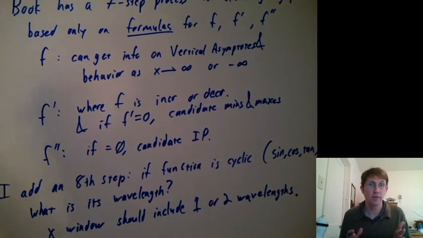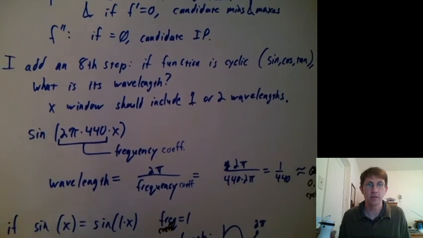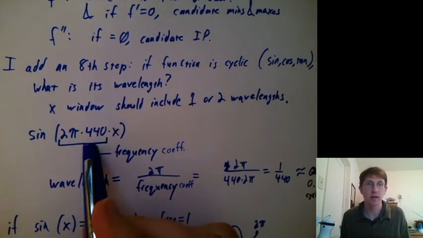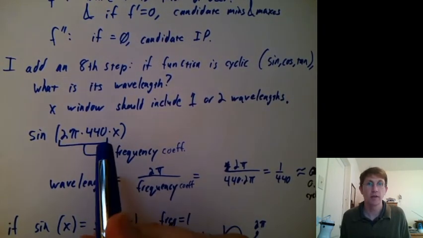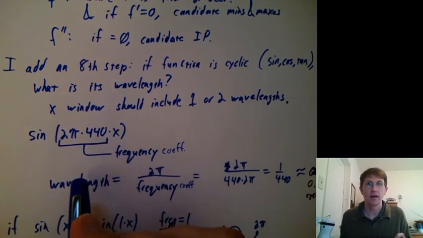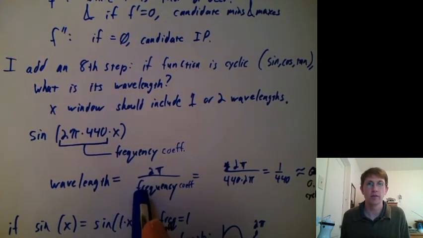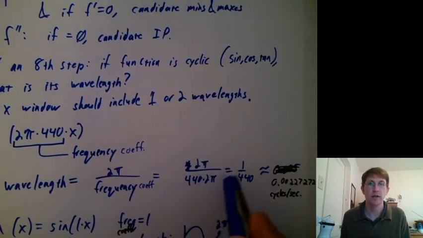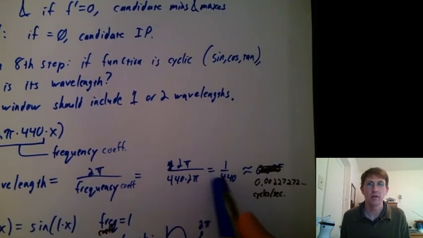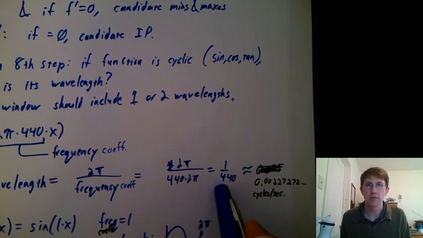How do you determine the wavelength from a formula? Let's take a look at that. So let's say you have something complicated like sine of 2 pi times 440 times x. Our frequency coefficient is whatever is multiplying the x. Here it's 2 pi times 440. And then the wavelength is 2 pi over that frequency coefficient. So here the 2 pi's cancel. You get 1 over 440, or 0.0022727272.